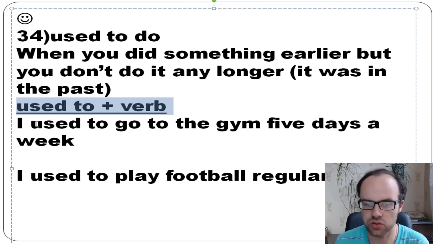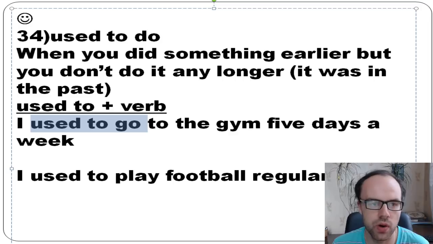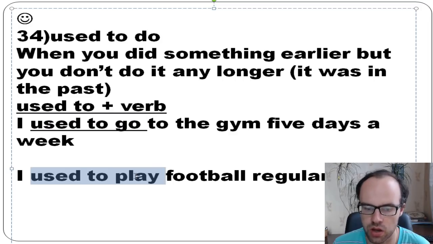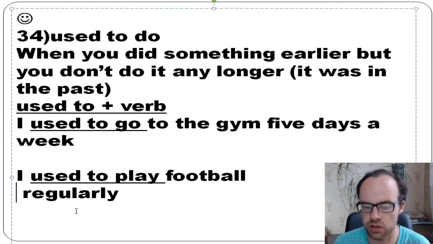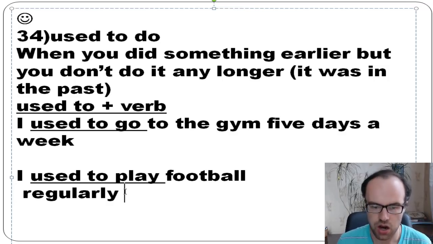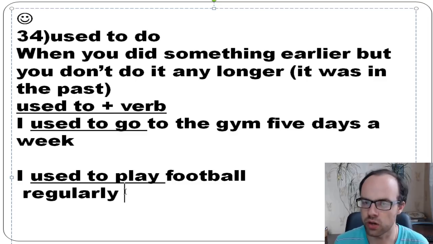Yeah, you don't do it now. So maybe you don't go to the gym at all. Maybe you go to the gym 2 weeks a day, 3 weeks a day. So that's only in the past. You did it earlier. Okay. Next, used to go. Well, used to play football. I used to play football regularly. It means I played football regularly earlier, but not now.